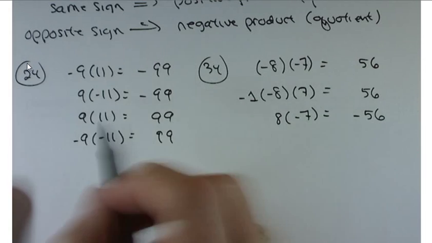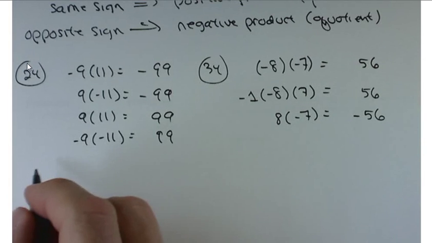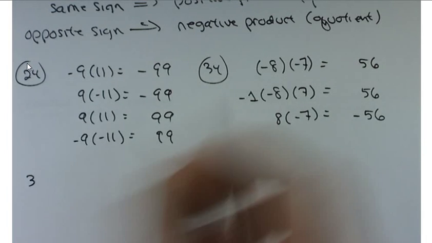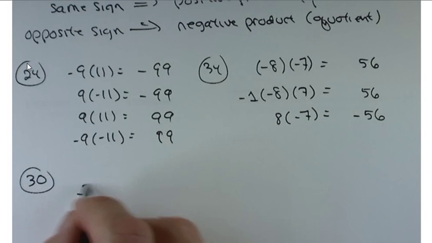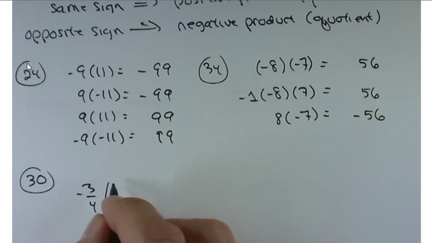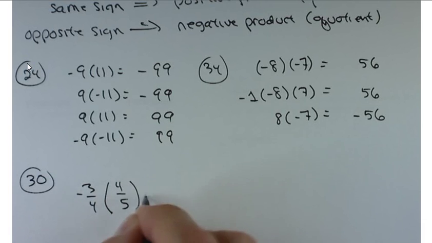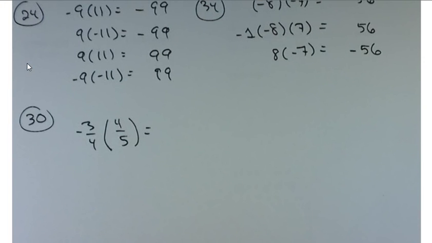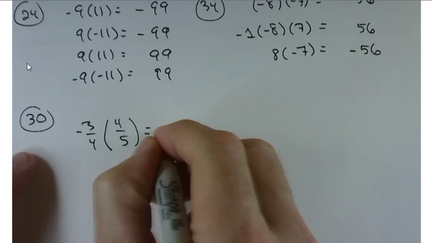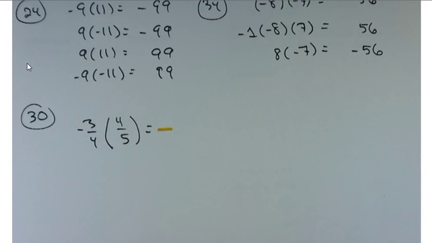Now this product and quotient rule doesn't work just for nice integer numbers. It works with fractions as well. So negative 3/4 times 4/5. What I would suggest is that let's first determine the sign, and then we'll take care of everything else. It's easy to forget a sign, so let's take care of that first. Positive or negative for my product? Negative. So let's put that negative out front.